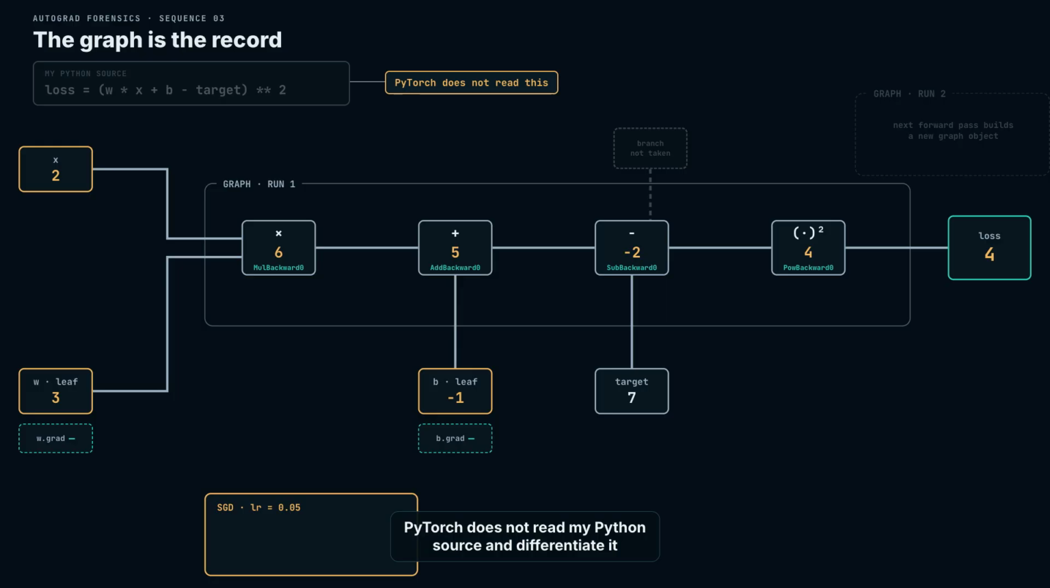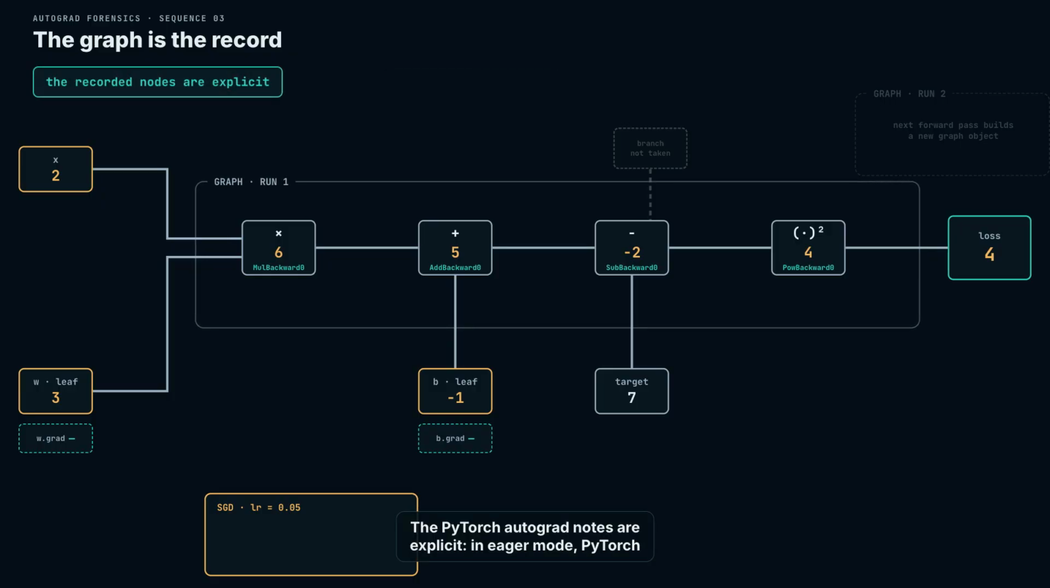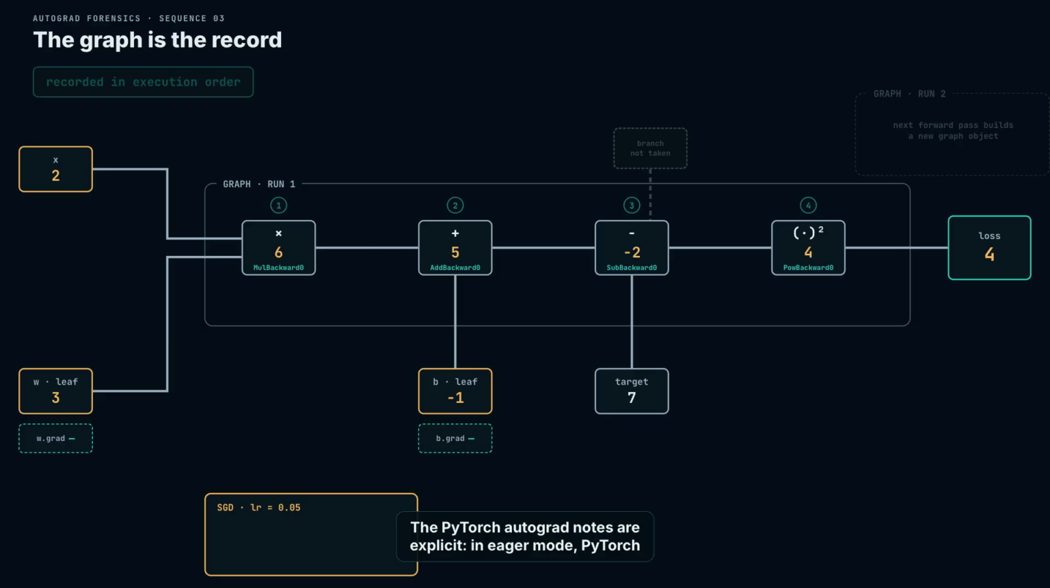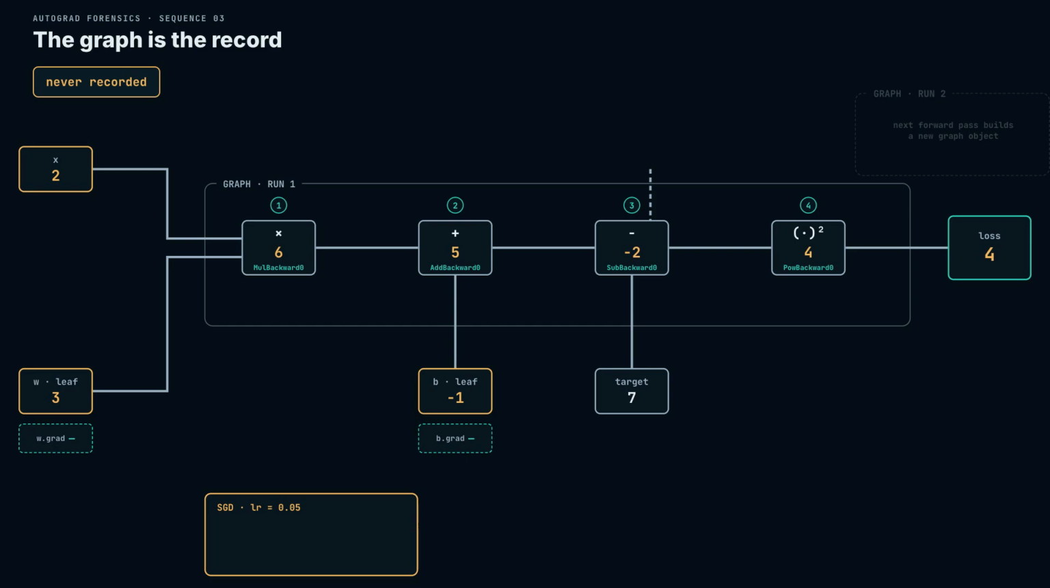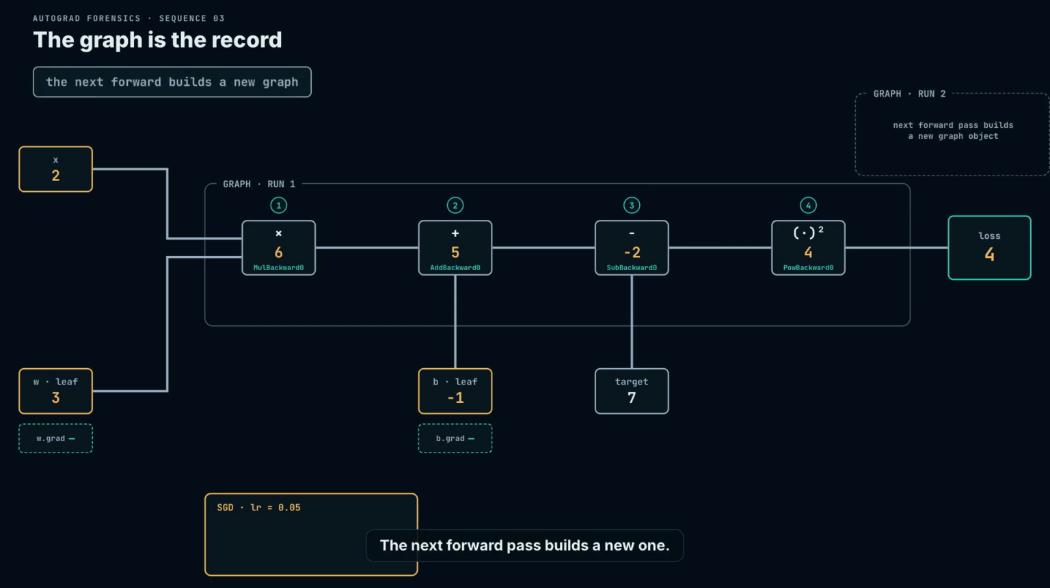PyTorch does not read my Python source and differentiate it symbolically. The PyTorch Autograd notes are explicit. In eager mode, PyTorch records the tensor operations that actually execute. Put the calculation inside an if statement, and the graph holds only the branch that ran. The next forward pass builds a new one.